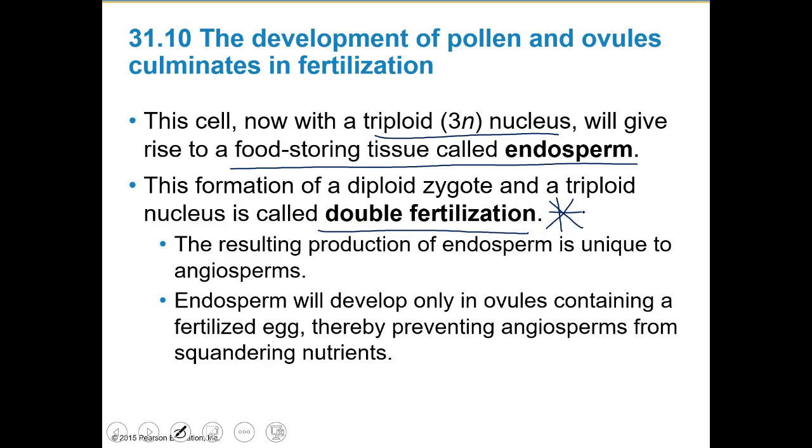The resulting product of endosperm is unique to angiosperms. So this is unique for angiosperms. They're the only ones that experience that endosperm. Endosperm will develop only in ovules containing a fertilized egg, thereby preventing angiosperms from squandering nutrients.